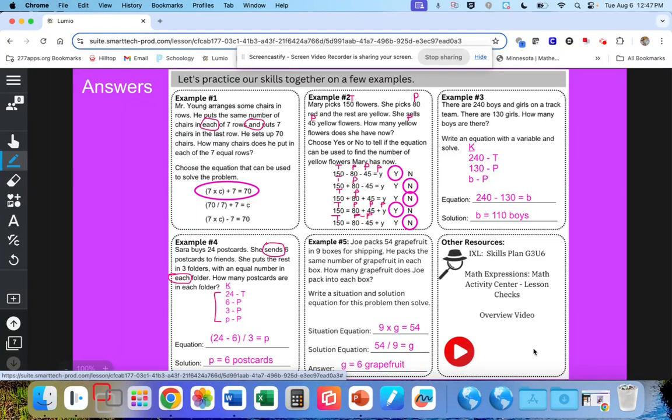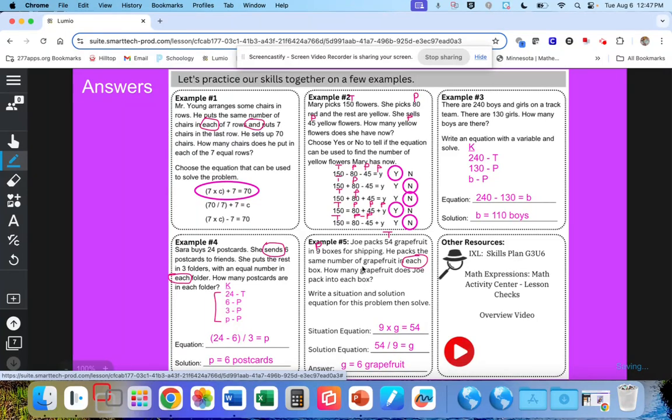Our last example works on those situation and solution. So we have a 54, we have a 9, and we have a G for how many grapefruit. Joe packs 54 grapefruits in 9 boxes for shipping. He packs the same number of grapefruits in each box. Each means multiply or divide. So we know that the 54 is a total, the 9 is a part, and the G is a part.